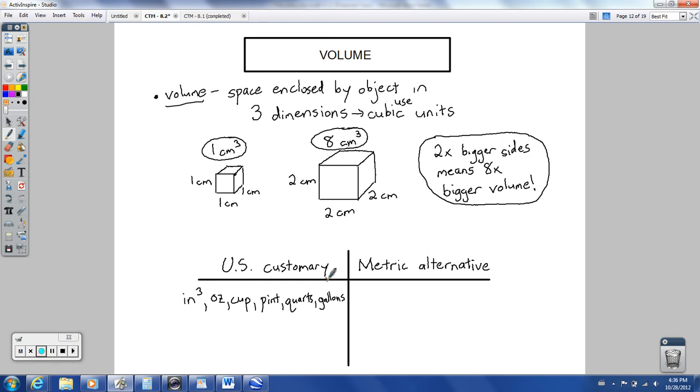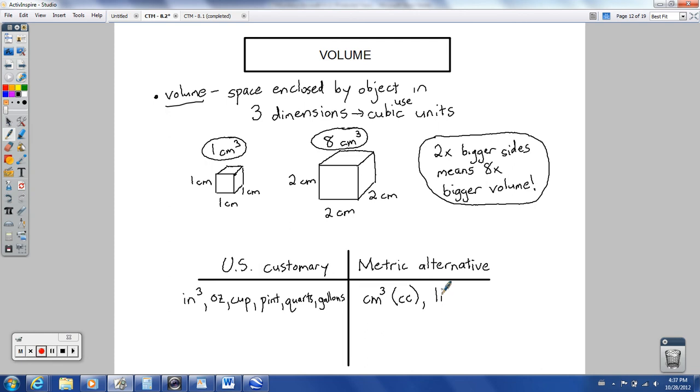Metric alternatives would be cubic centimeters. Inches and centimeters are kind of the same in a sense. They're like metric US buddies, you could say. And before I do that, cubic centimeters, sometimes you also see it listed as CC, cubic centimeters. So that's something we'll need to remember.